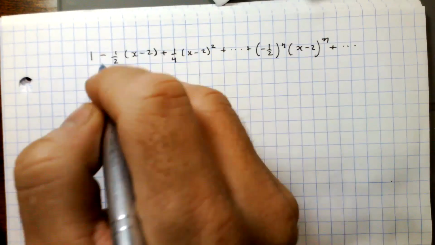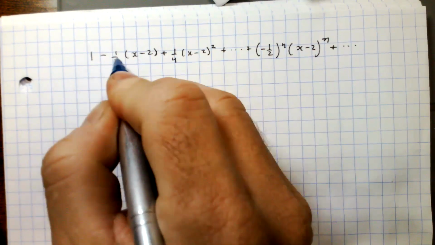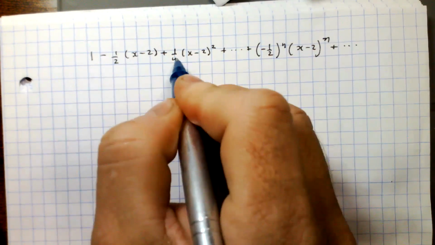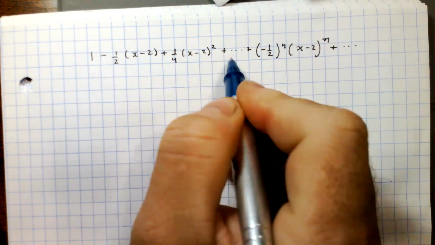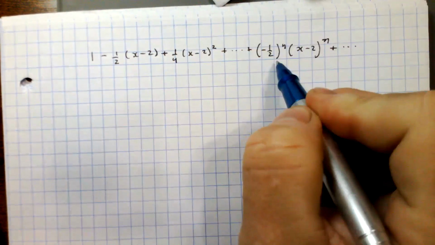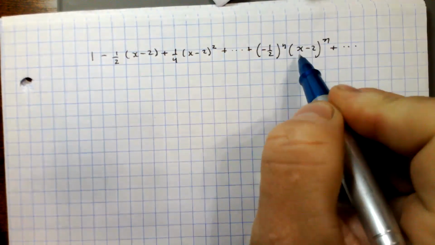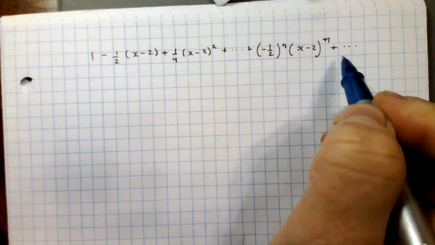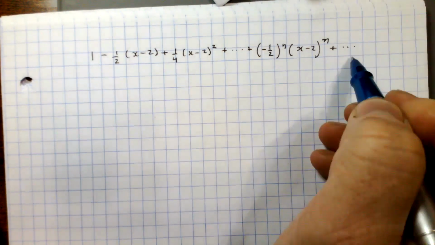In this example, we were given the series 1 minus 1/2 (x minus 2) plus 1/4 (x minus 2) squared, and so on and so forth, with the nth term being (negative 1/2) to the n times (x minus 2) to the n, plus, and this series continues forever.